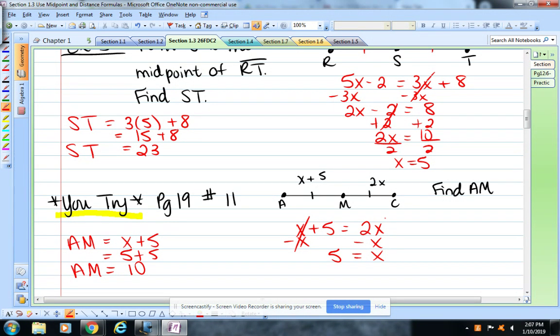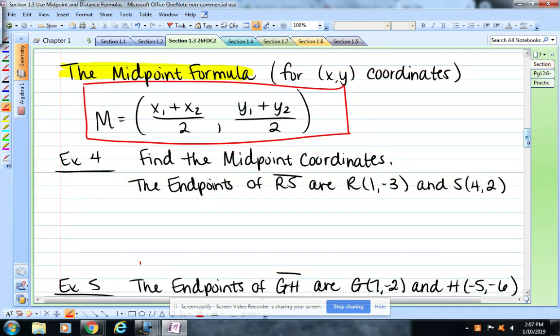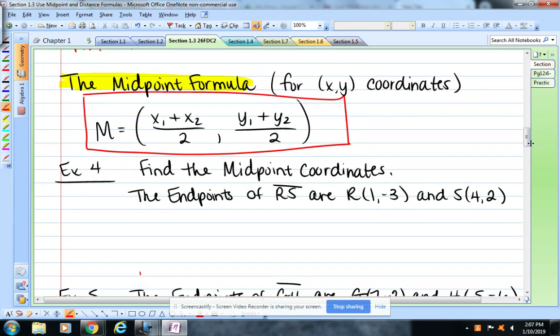So raise your hand if you got the length of AM is 10. Are there any questions? Anybody? We good? What if it asks me what's the length of AC? It's 20. You double 10. Not my problem.